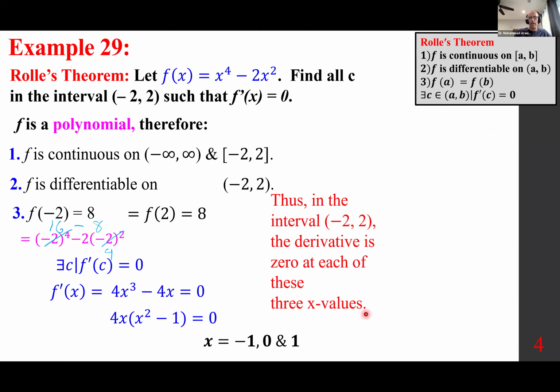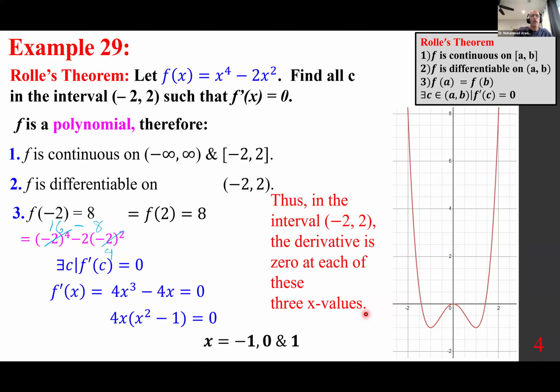If you were to graph f of x equals x to the power 4 minus 2x squared, it looks something like that. This is 8, right? I mean the y coordinate at -2. Same thing at +2.